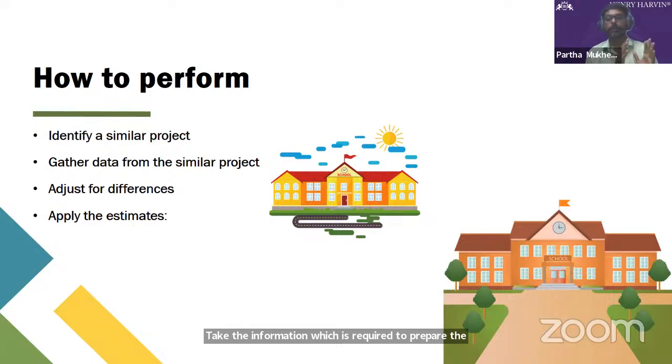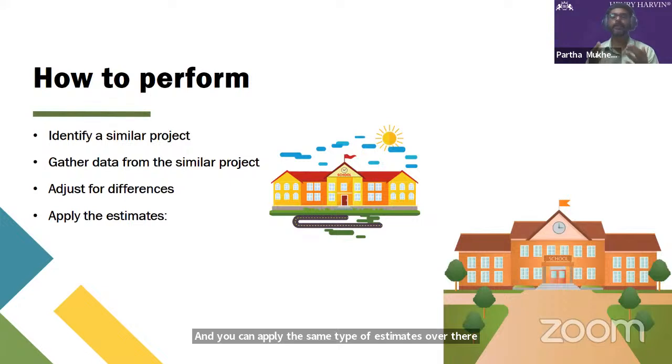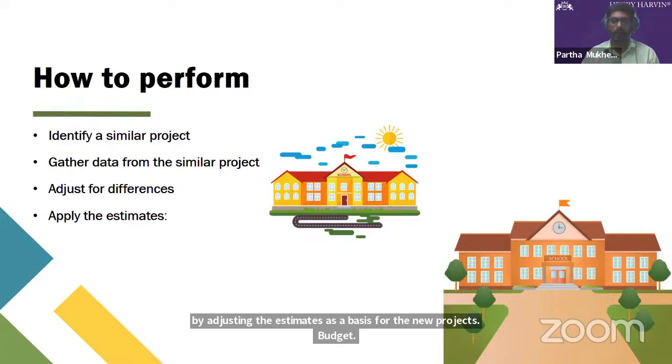Now, the previous data and the current data would vary. You need to adjust, because that was a different project, and the project you are doing right now would be a different project. You can take reference here and apply the same type of estimates over there by adjusting the estimates as a basis for the new project's budget, schedule, and resource allocation.